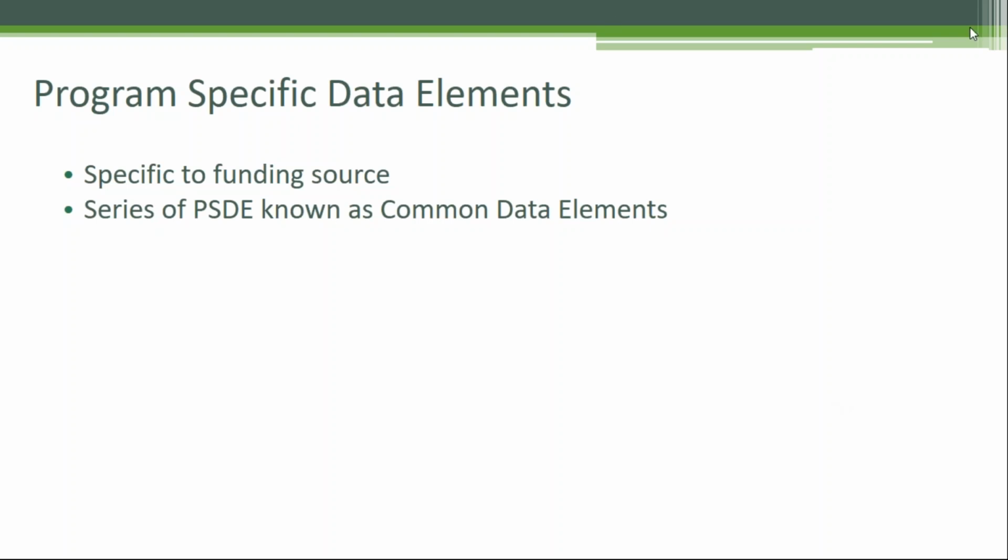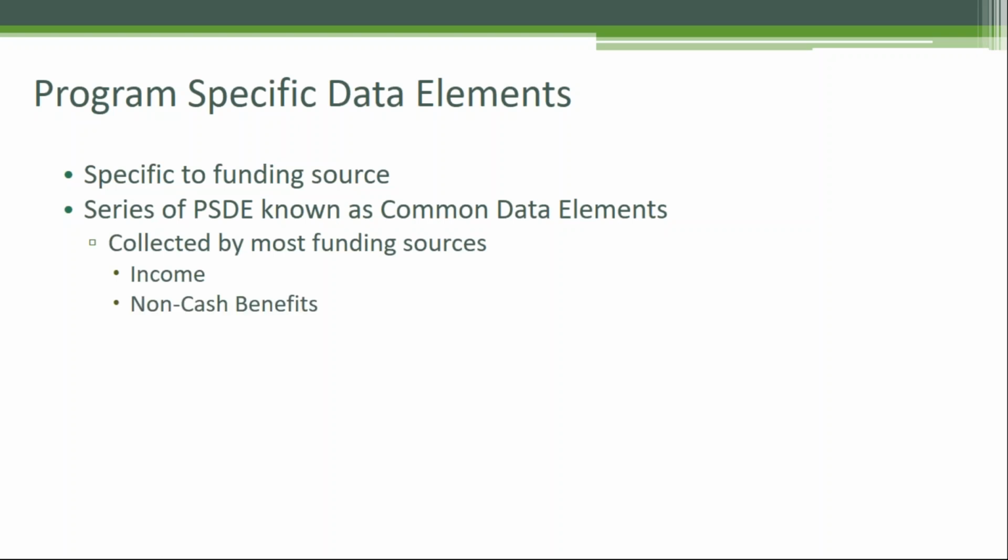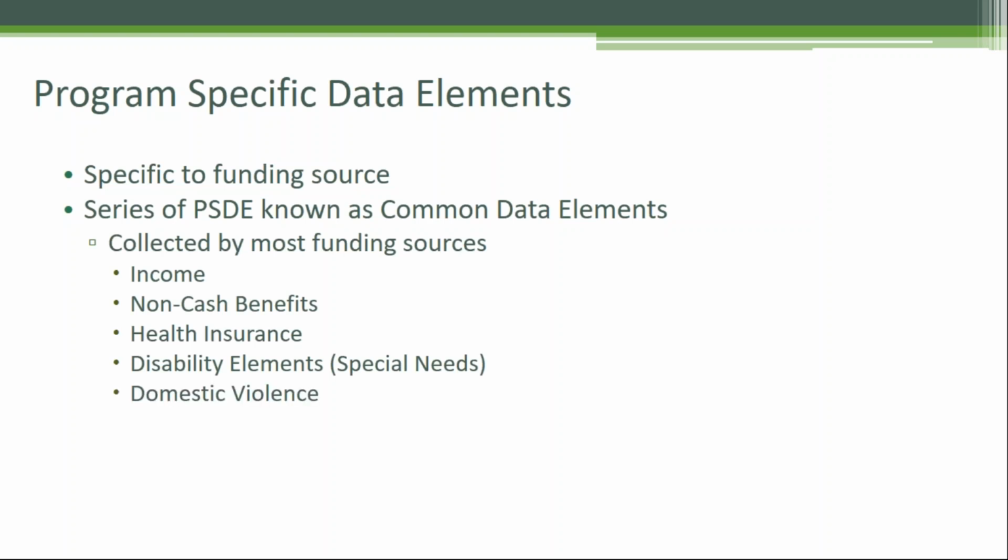So when we talk about common data elements, we are talking about things such as income information, non-cash benefits, health insurance, the disability elements, otherwise known as special needs, domestic violence.